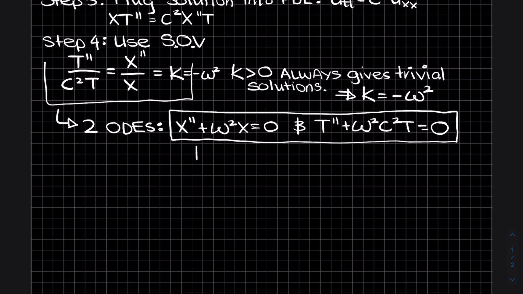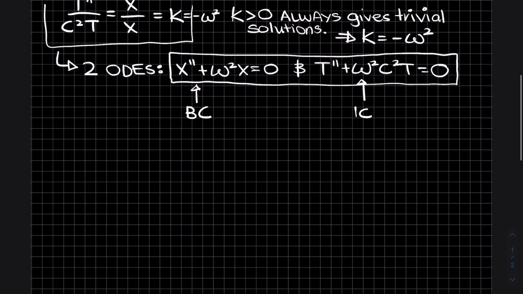We're going to use this one for our boundary conditions, and we're going to use this one for our initial conditions, simply because our boundary conditions are concerned with x and our initial conditions are concerned with t. And they're two completely separate things. So you'll notice there are no t variables in our x equation and there are no x variables in our t equation.